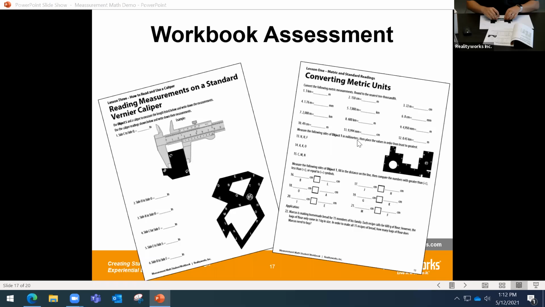So from that, doing those measurements now, it asked me to measure object 1, then place the values in order from least to greatest. So now I have this, and I would put this down as, from least, it would be F, then H, and then N. That would be an answer that I would put in my workbook, and then I can see, did I do that correctly by also grading it.